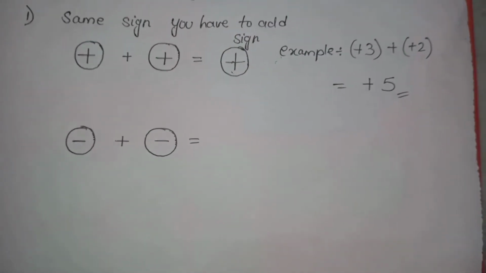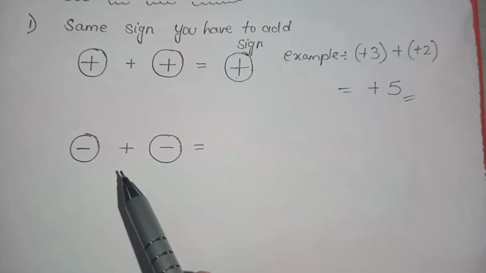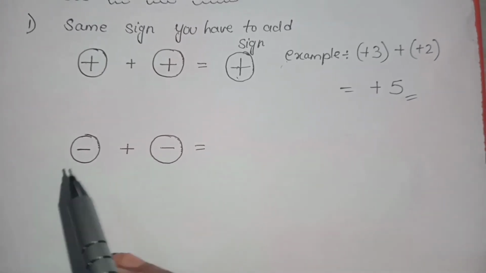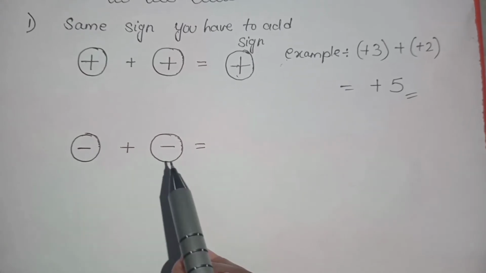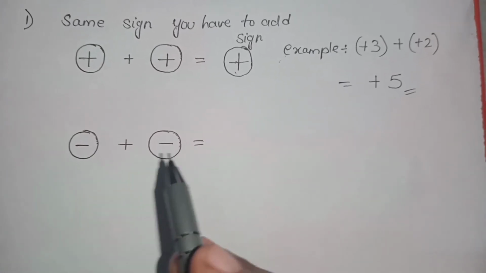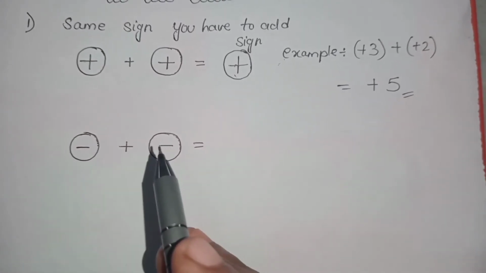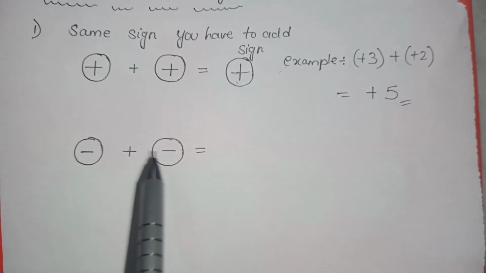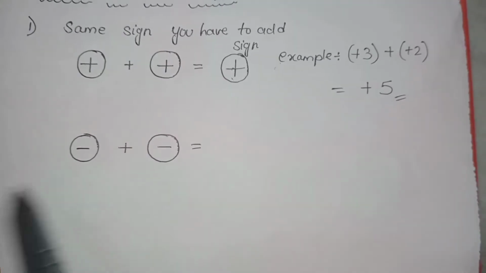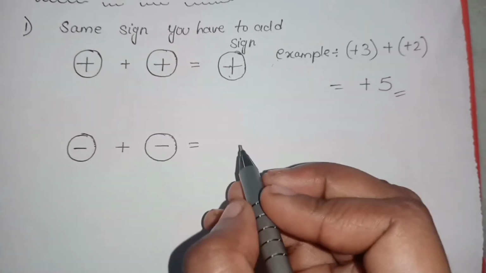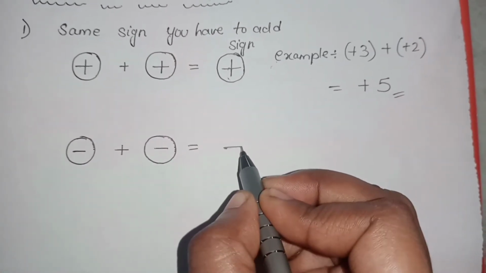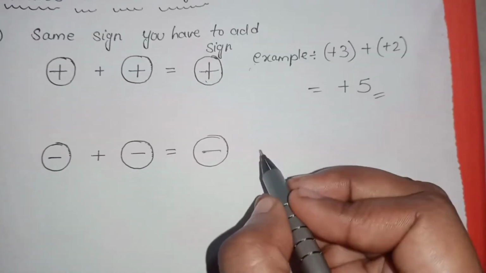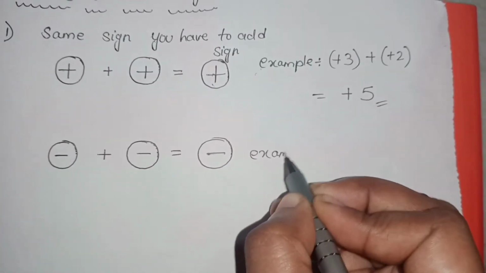Now let's see the next one of same sign only. Now here, when two negative integers are added, both have the minus sign, minus minus. At that time also what do you have to do? You have to add only. Both are the same sign, so you have to add. But which sign will you put? You will put the minus sign. Now see the example.